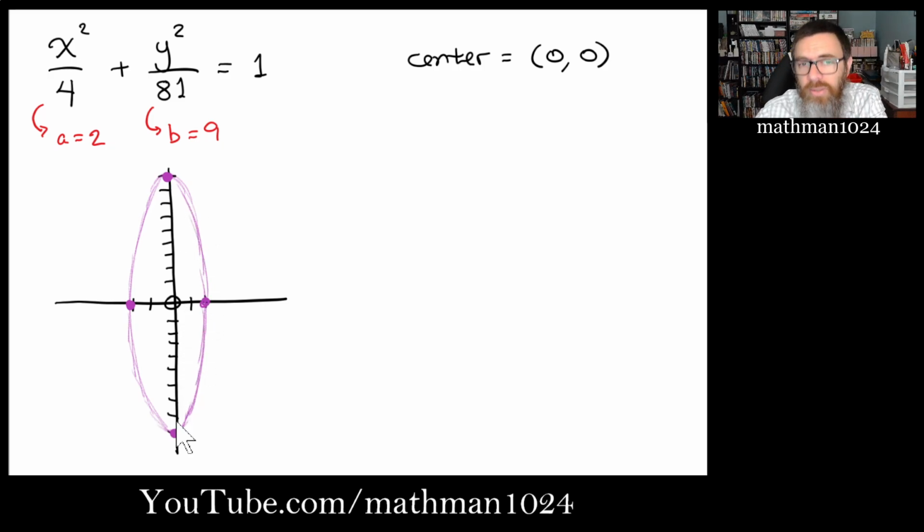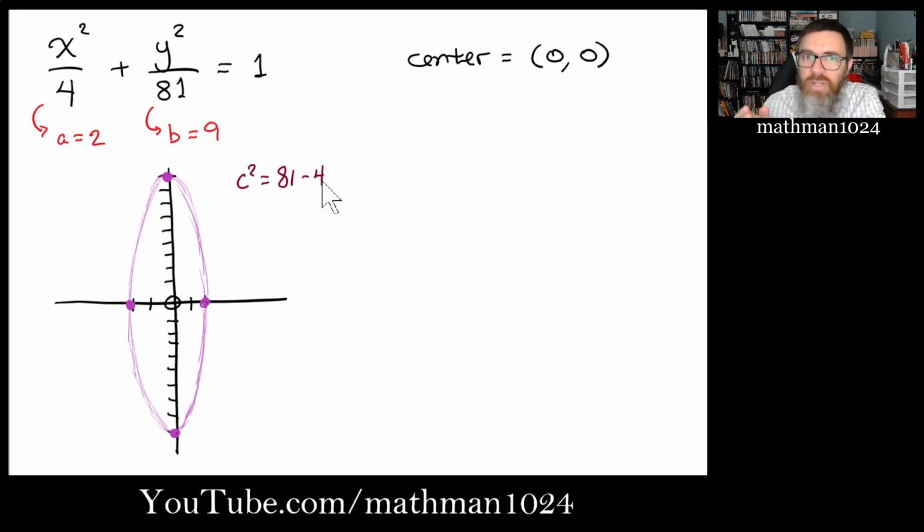All right. Now, because we're stretched more in the y direction, that means that our foci are going to be up and down from the center, not left and right like in a previous example. So how do we figure out where those are? Well, we go back and we calculate what c is. Now, we know the formula is that c squared is going to be the difference of these two guys. So it's going to be 81 minus 4.